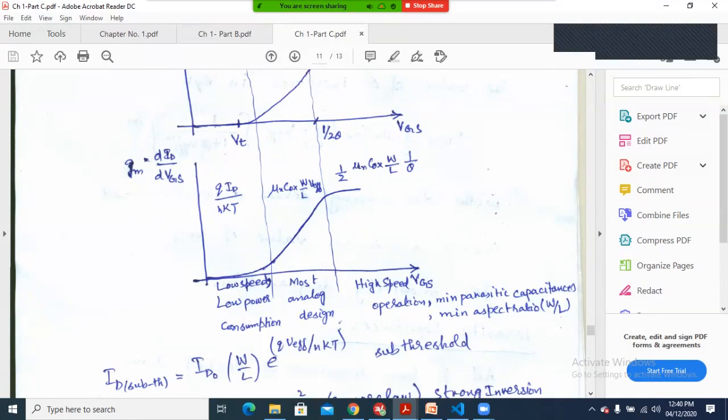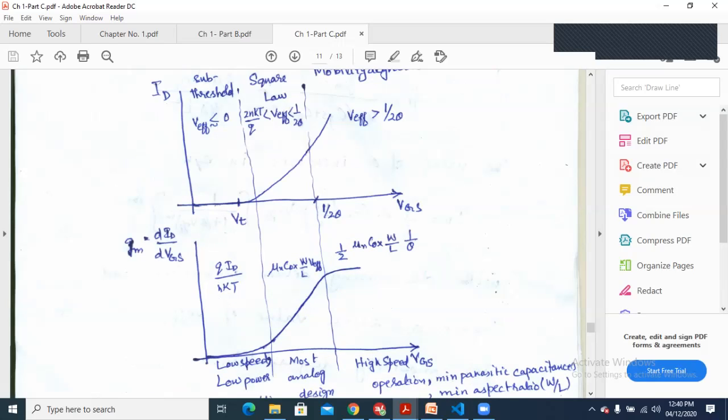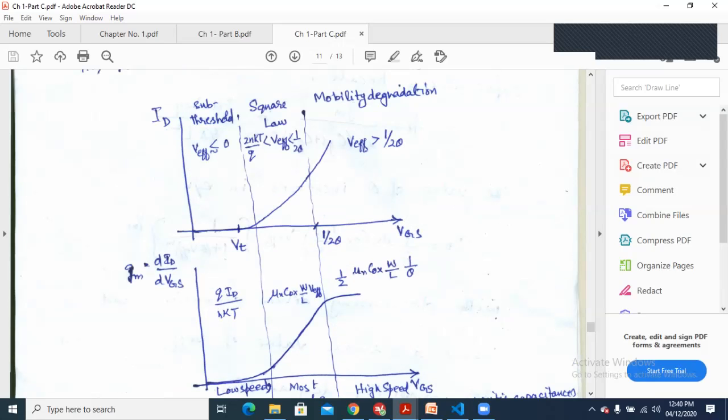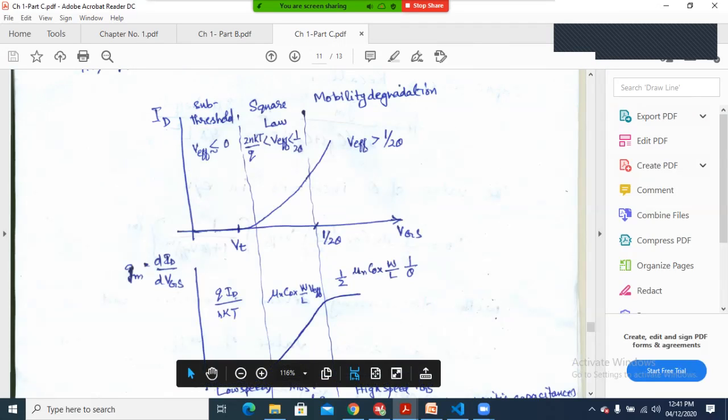So this is all about chapter number 1, and we finish this lecture here. In the next lecture we will start studying different basic components which we can design in the active region, or we can design circuits using the low frequency or high frequency small signal model of the transistor in the active region. We will begin it from the next lecture.